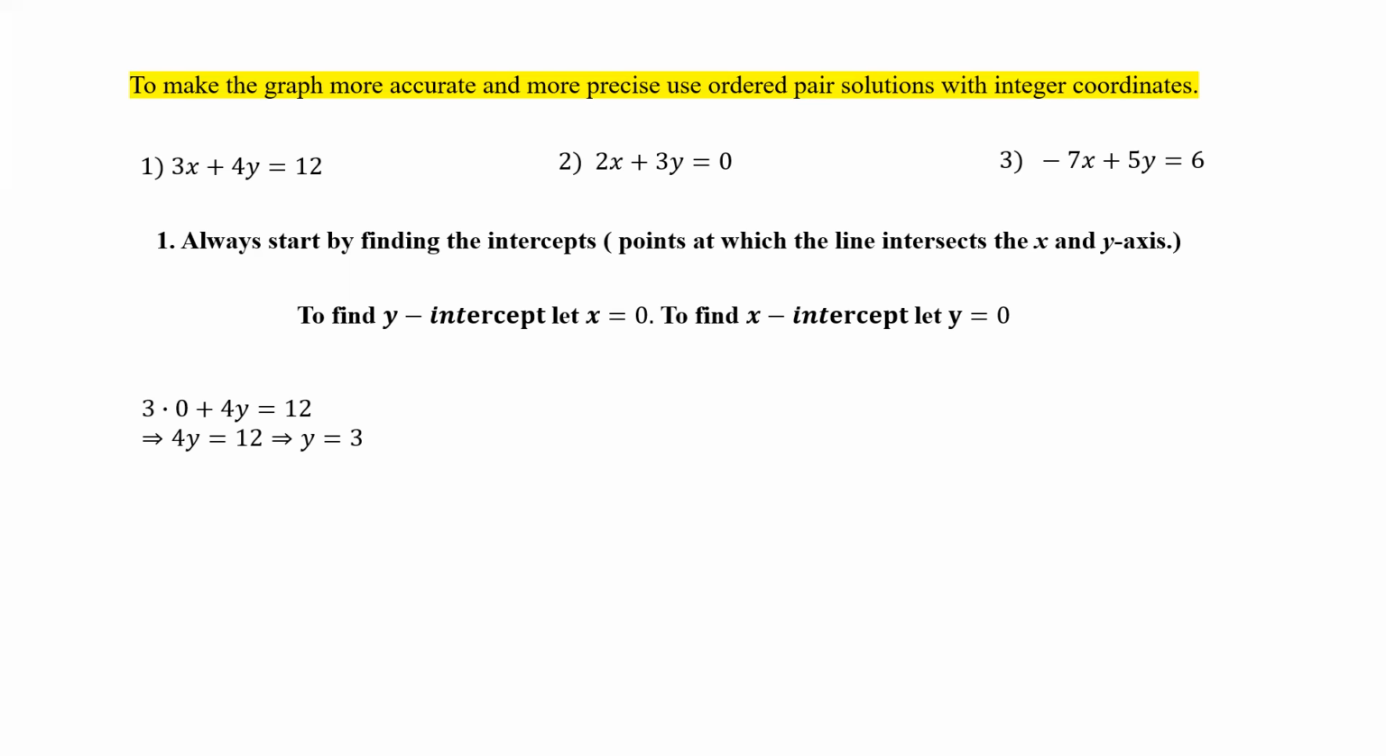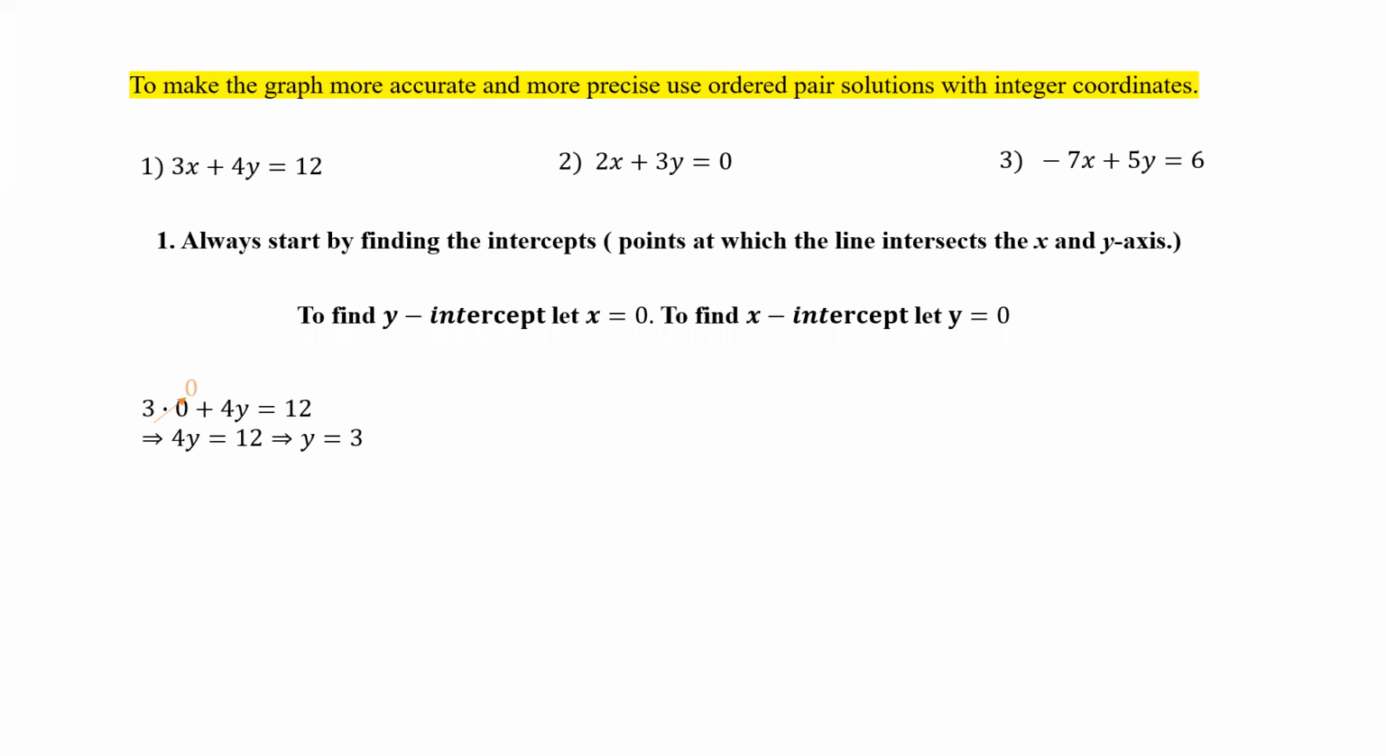And to find the y-intercept, we are going to let x equal 0. So 3 times 0, which is equal to 0, plus 4y equals 12. Now the x term disappears. We end up with 4y equals 12. Now to solve for y, we need to divide both sides by 4. So y is equal to 3. So our y-intercept is 0, 3.